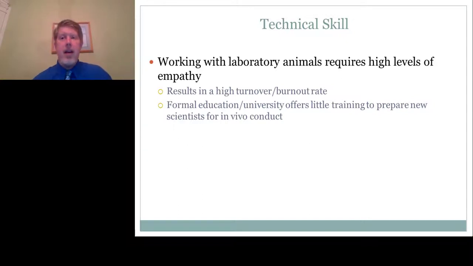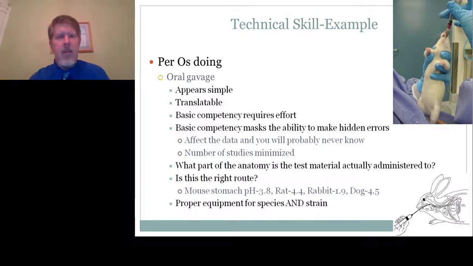And finally, there aren't many good university programs out there that give you good hands-on training in how to do these kinds of studies. So our new scientists that come out aren't enormously well prepared for the actual day-to-day technical challenges that they're going to face. And I'll give you an example before we move on.